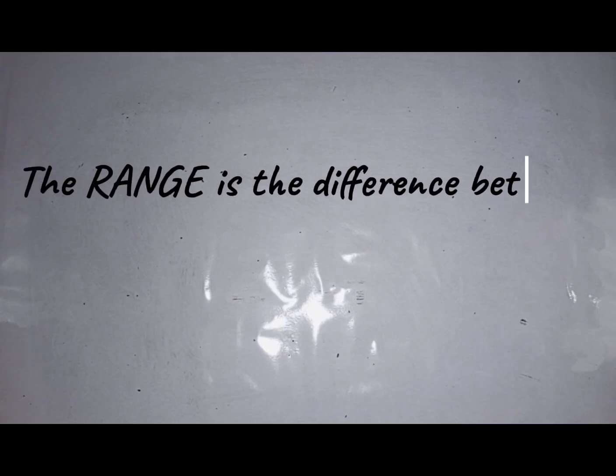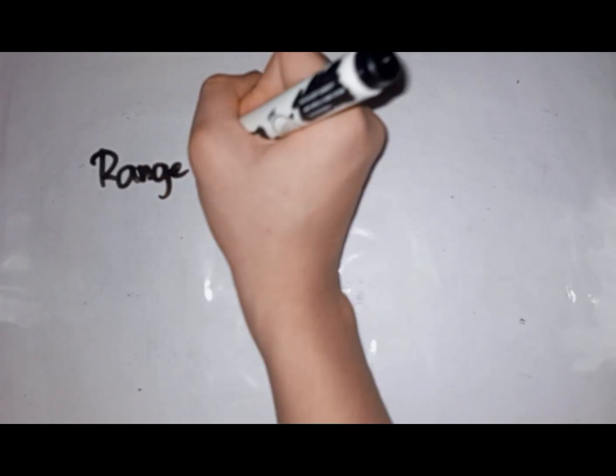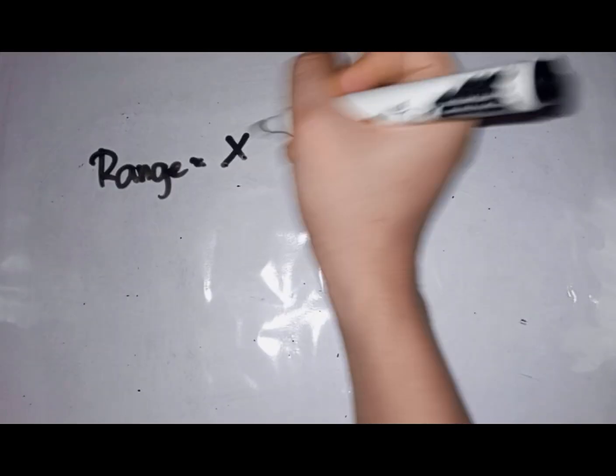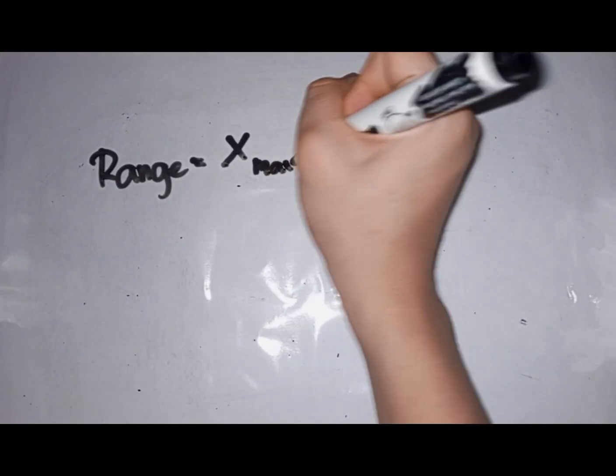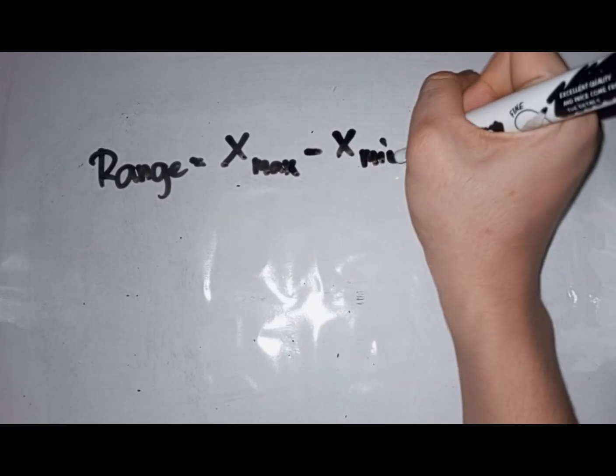So, the simplest measure of variability to calculate is the range. The range is the difference between the highest and lowest value in a dataset. So our formula for the range is R equal to x maximum minus x minimum.